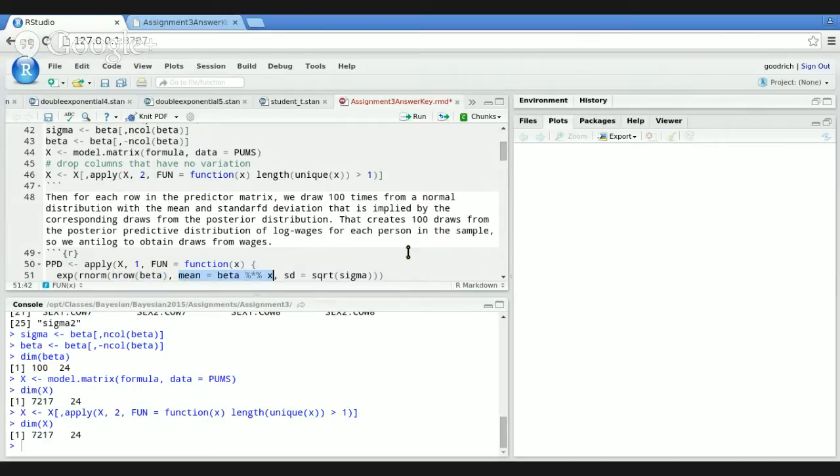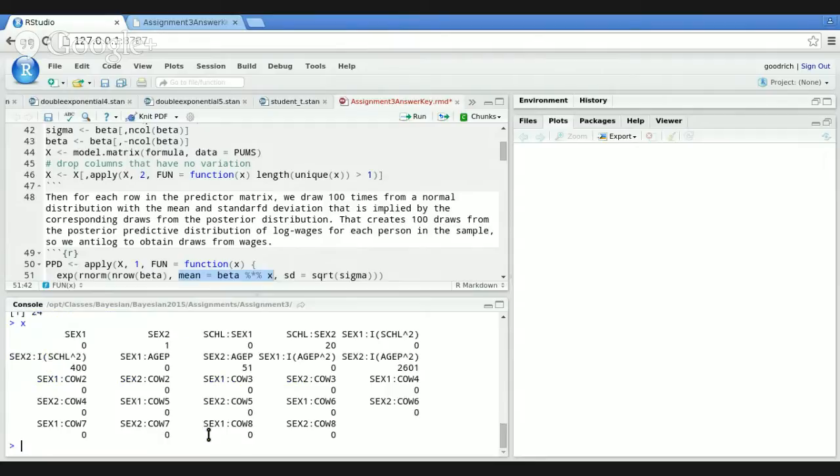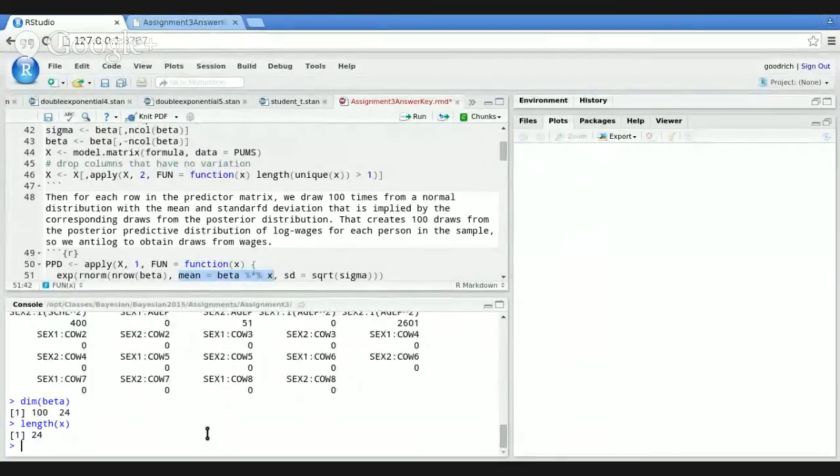The mean values for those draws will be the beta matrix times X. So if little x is the first row of X, that's this guy. Beta is 100 by 24, and x is 24 by 1. If we multiply beta by some row of X, we'll get a 100 by 1 vector to use as the column of mean values when drawing from this normal distribution.